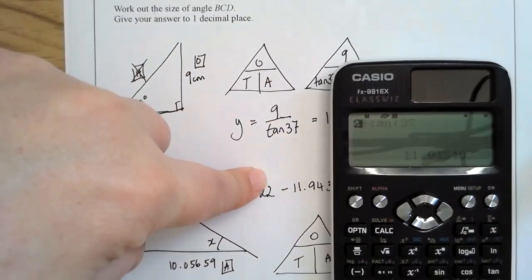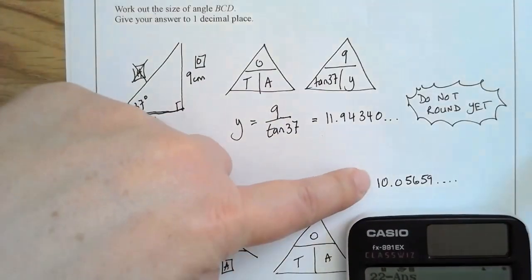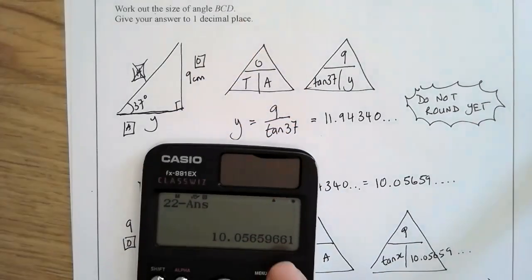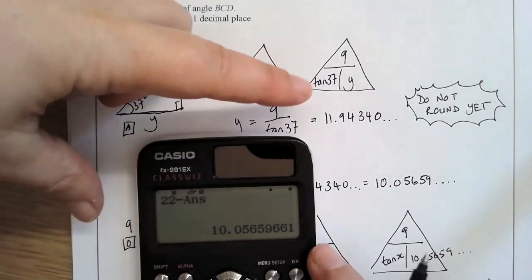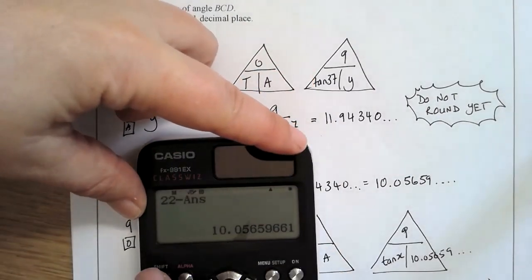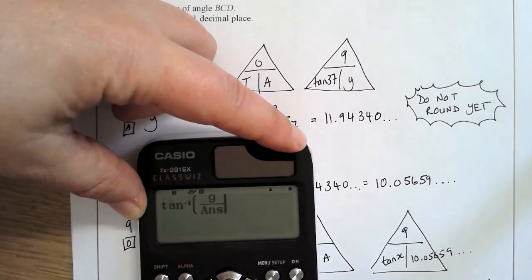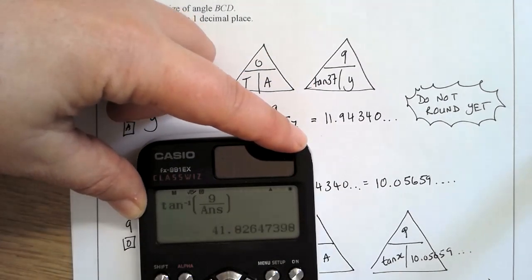I then subtracted it from 22, which gave me this answer here. This is the answer that I now need here. So I've now got it in my answer button. So the next time I press answer, this number will come up. So I'm going to type that in, tan. Again, you could use your fraction button. I'll use my fraction button this time, but you could also use divide. And for good measure, I'm going to close it out. So that there gives me that answer of 41.82647. X is about 41.8 degrees to 1 decimal place.